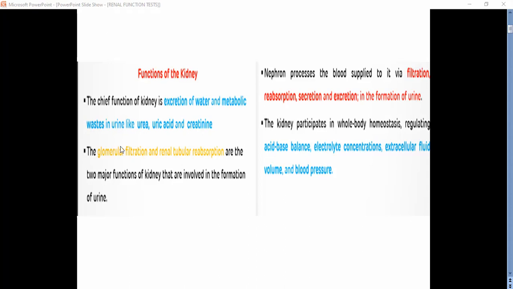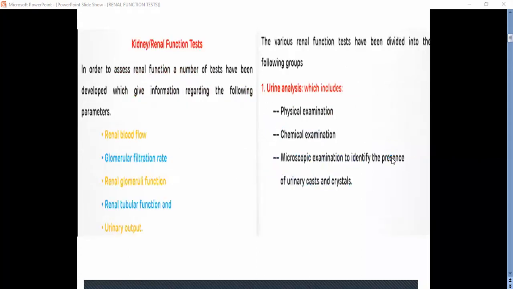Okay, students. So I hope you understand the basic idea of the kidney and its functions. Next, after knowing the functions, we have to know the areas on which kidney function depends, and by looking at which we can analyze whether the kidney is working well or not.